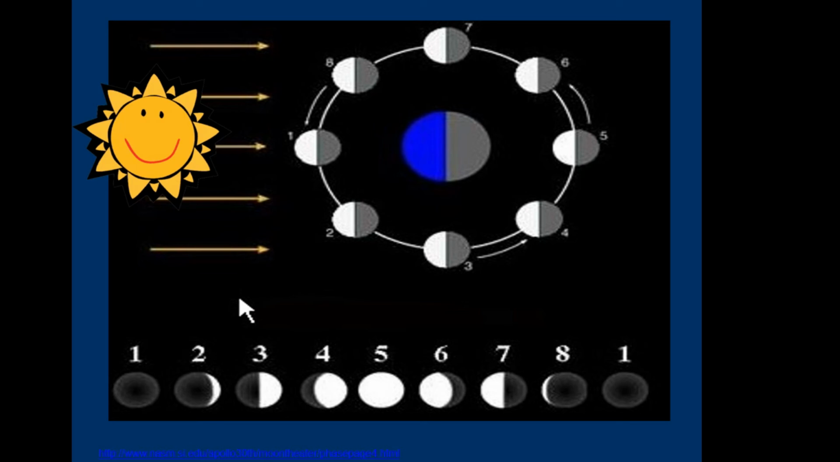How about number 5? It is the full moon. How about number 6? It is waning gibbous. How about number 7? It is the third quarter moon. How about number 8? It is the waning crescent. And now we're back to new moon. Very good, congratulations!